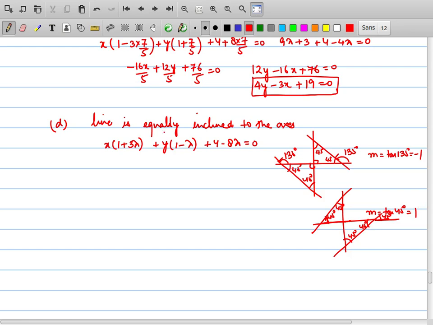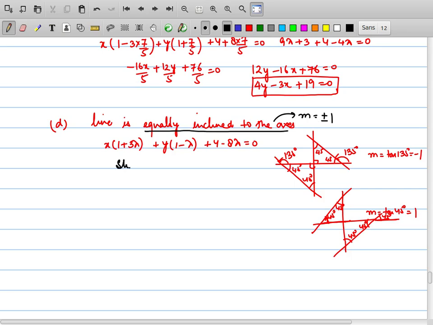Therefore you should remember that whenever the question says the line is equally inclined to the axis, it means the value of m can be +1 or -1. As we had discussed earlier, if the question says the line cuts off equal intercepts, then m would be -1. But if it says that the line is equally inclined to the axis, then m can be +1 or -1. Therefore the slope of our line has to be either +1 or -1.